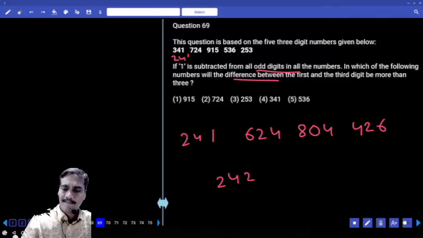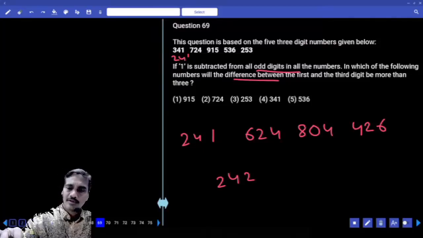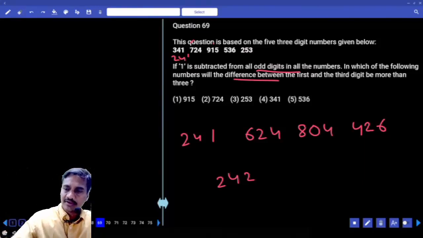Now 241 is done. Now 724, 9 will be 814, 804. First one, tell me what it is.